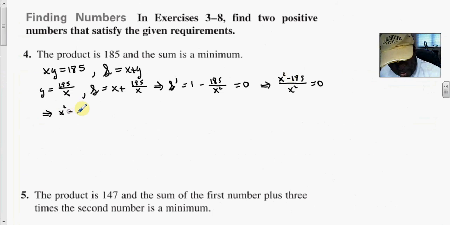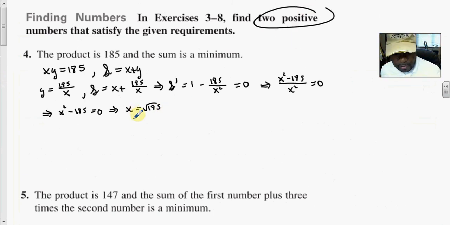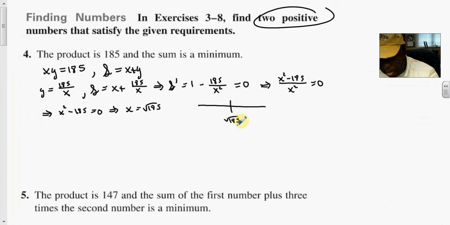This implies that x squared minus 185 is equal to 0. And here, x comes out to be the square root of 185. It says find two positive numbers, so the negative square root of 185 we discard. So we partition the number line based on this number here, the square root of 185, and we're testing S prime, testing its sign.